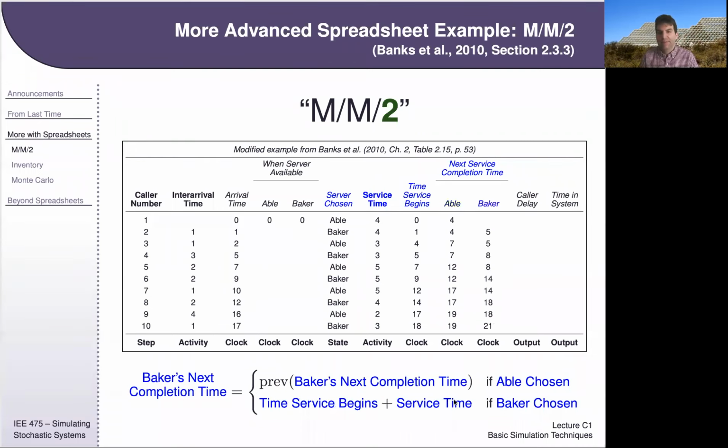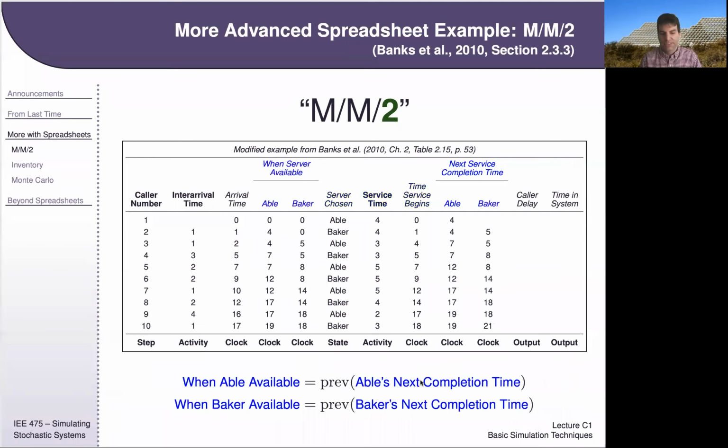And then we can do the same thing for Baker. So we only calculate Baker's completion times if we're in a caller where Baker was chosen for that caller. And all this can be implemented using if-then commands inside Excel: IF, open parentheses, condition, comma, true, comma, false. All that can be built into that inside Excel or Google Sheets.